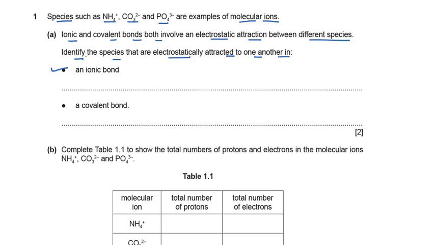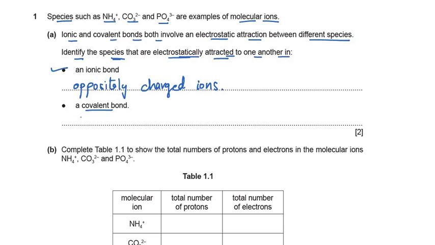Now the question is asking, identify the species which are electrostatically attracted in ionic bond. So in ionic bond, what are attracted to each other? Oppositely charged ions are attracted to each other. Oppositely charged ions, or you can say positively and negatively charged ions are attracted to each other. In covalent bond, what is getting attracted?